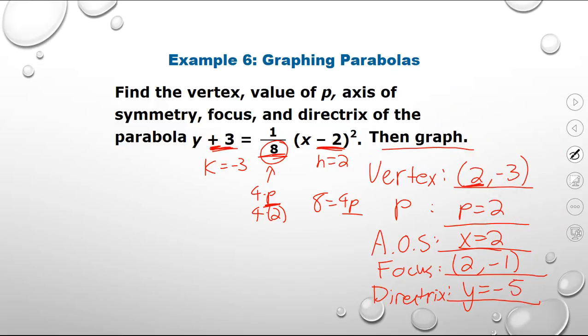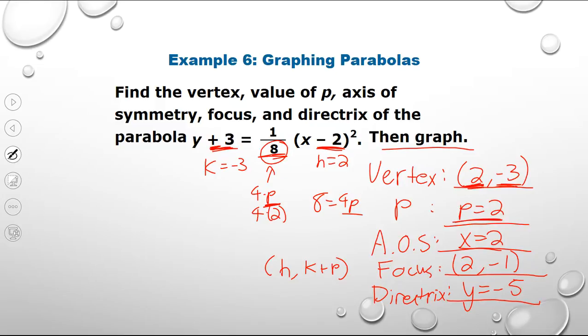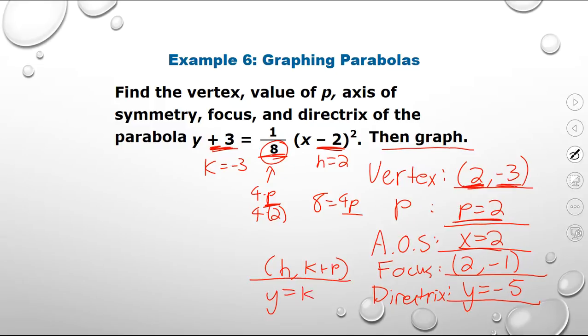So remember, pretty much all of these have some sort of formula. The focus formula, it's not really a formula, but for vertical parabolas, it's h and k plus p. We already found h and k, right? That's the vertex. We already found p, so we're just going to use this mini little formula to find the focus. The Directrix, very similar. For a vertical parabola, it's y equals k minus p. So again, I already knew what k and p was, so I just plugged them in. And the y equals is supposed to be there. Again, that's part of our answer, the y equals. All right, so there's all our information. I really didn't do hardly much math at all. I just had to kind of dissect the equation.